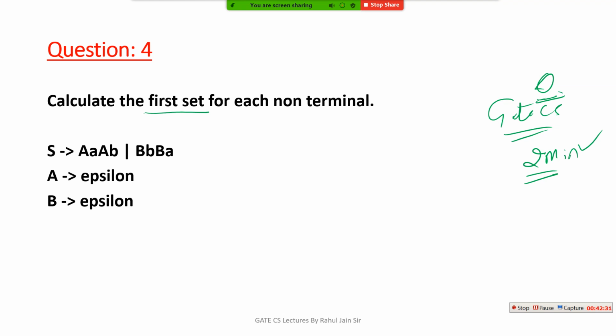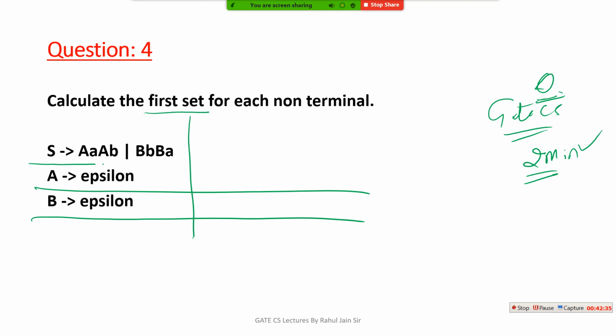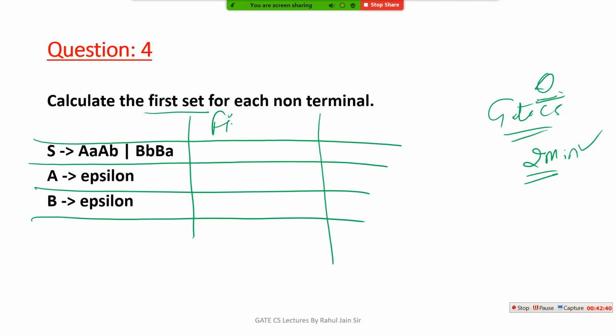Good. So first of B, what is first of B? Epsilon. First of A, what is first of A? Epsilon. What is first of S? First of S is A here. So what is first of A? First of A is epsilon. So if I replace this with epsilon, I am only having A.